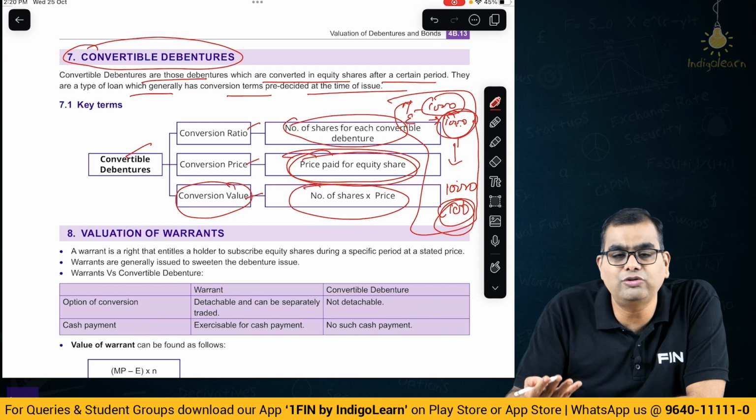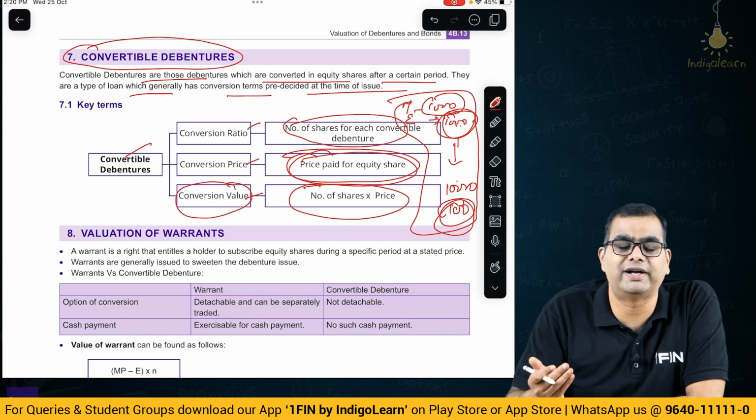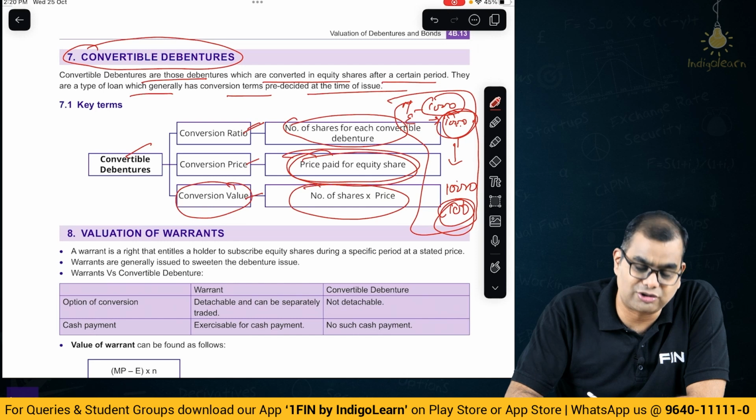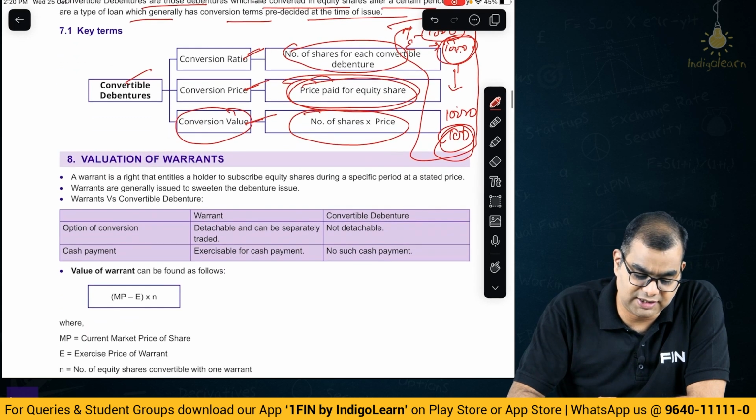It can also be 2 into 500. You are allotted 2 shares for every bond. Each share is valued at 500 rupees. So, ratio is 2 for every bond, conversion price is 500 and conversion value is 500 into 2, which is 1000. Okay, so that is how this thing works.